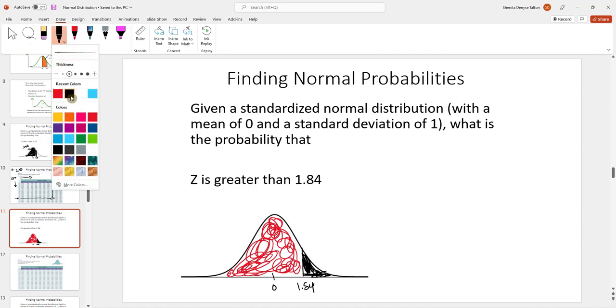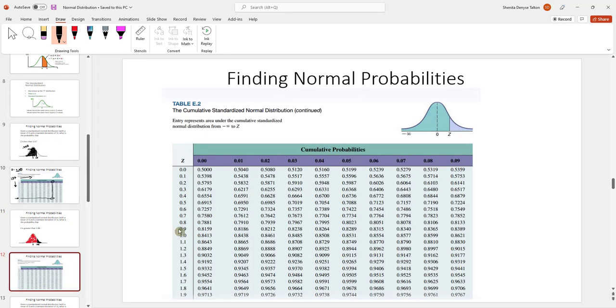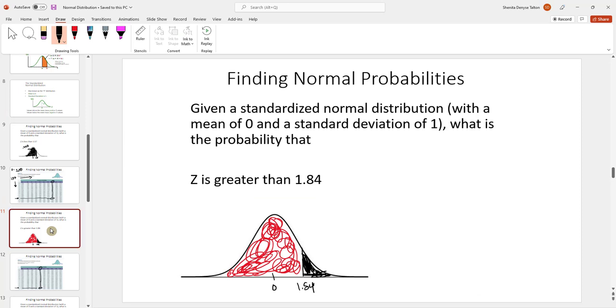So let's go ahead and look for 1.84. We're going to look for 1.8 going down. That's here. And then we want the 4 going across. So we're going to go till we get this number here, 0.9671. All right, so this area here is 0.9671. To figure out this area here, we're going to take 1 minus 0.9671.